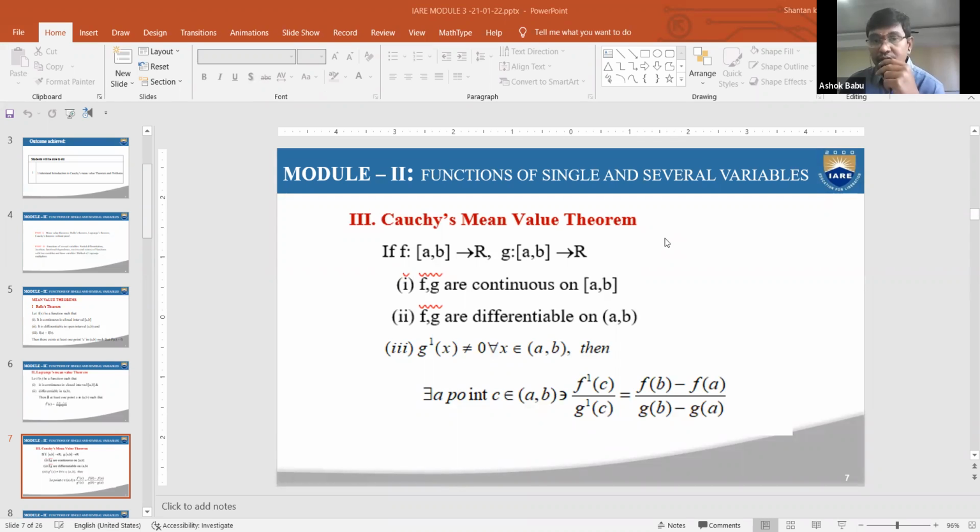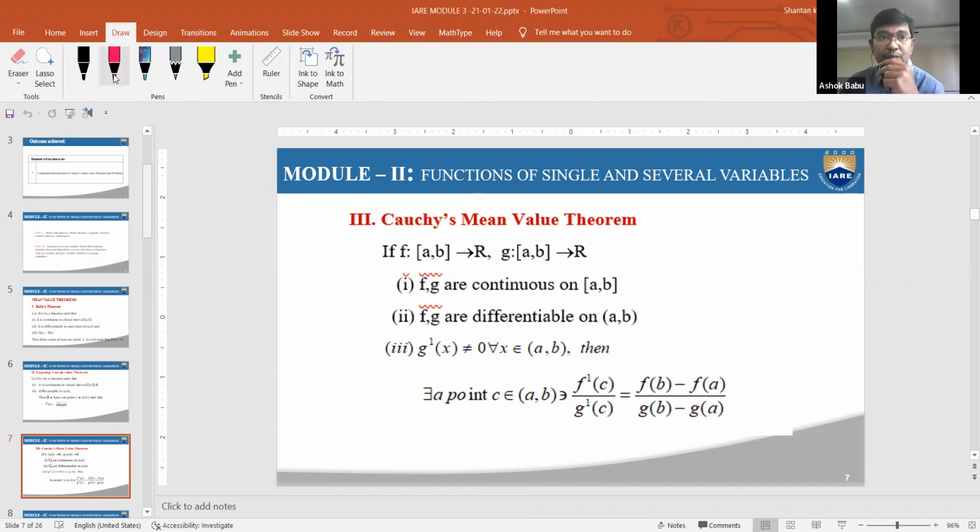First, the first method, you remember, is Rolle's theorem: f'(c) is equal to 0. Second, Lagrange's mean value theorem: f'(c) is equal to f(b) minus f(a) by b minus a. But the third condition is Cauchy's mean value theorem, where two functions are involved. This is the condition you need to remember.